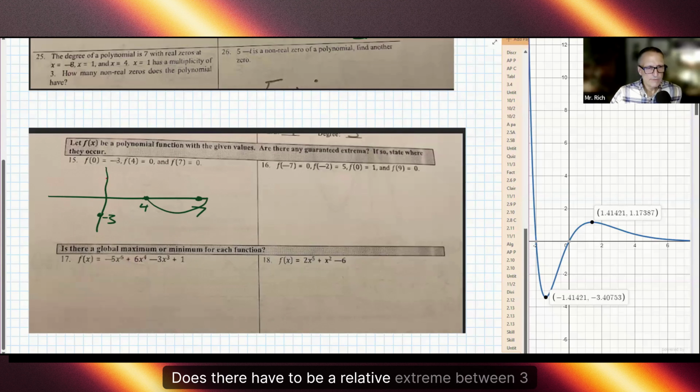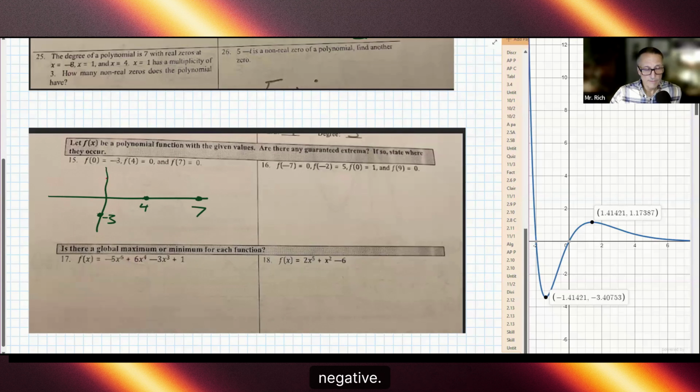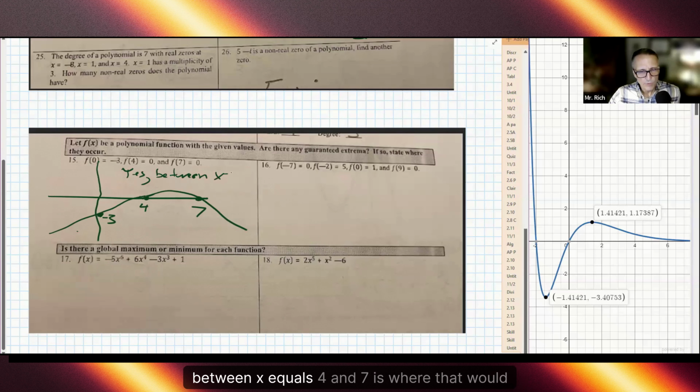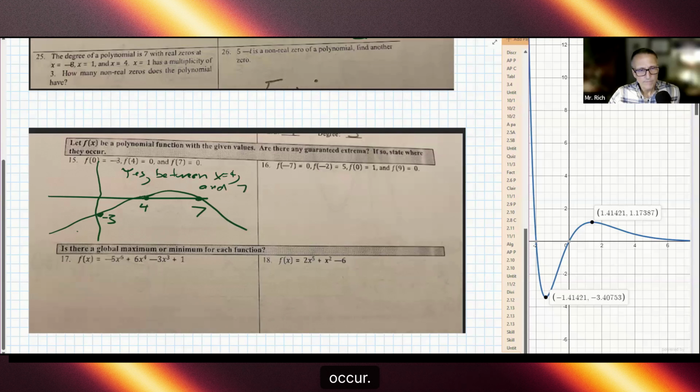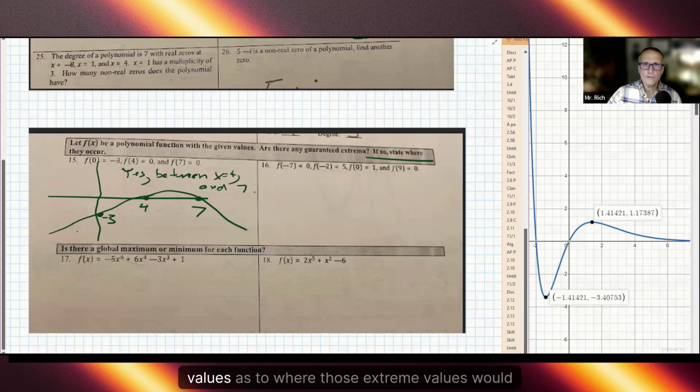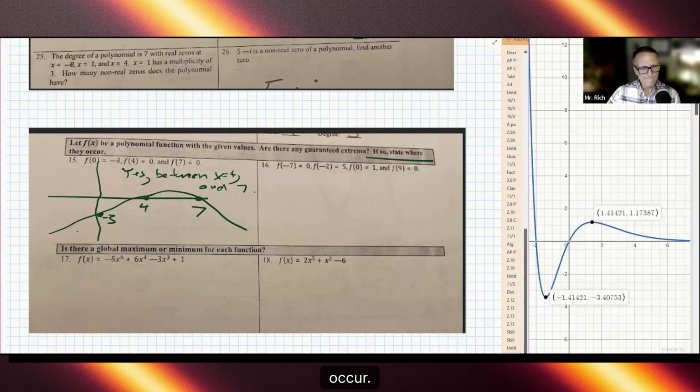Now, does there have to be a relative extreme between this point and this point? Actually, does that mean there's definitely not? It could be, right? It could go like that. Who knows? But it doesn't have to do that, right? It could be going like that. So anyways, yeah, between 4 and 7. The answer to this would be yes, between x equals 4 and 7 is where that would occur. Notice in a problem like this, where it says where they occur, they're implying that you're supposed to give x values as to where those extreme values would occur. Okay, so that's how you would answer that.